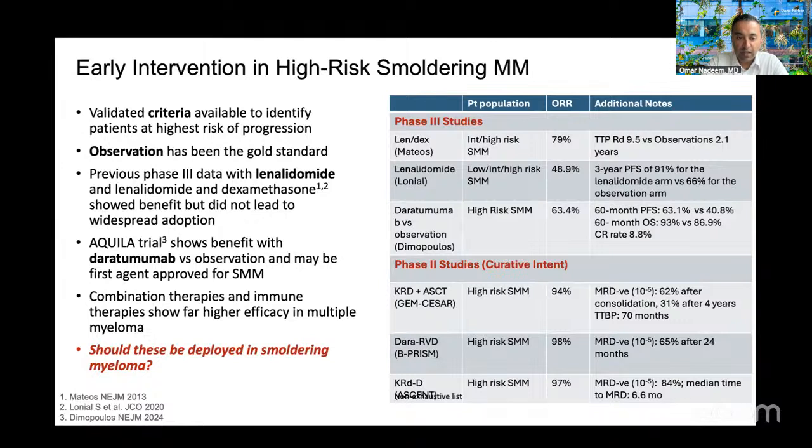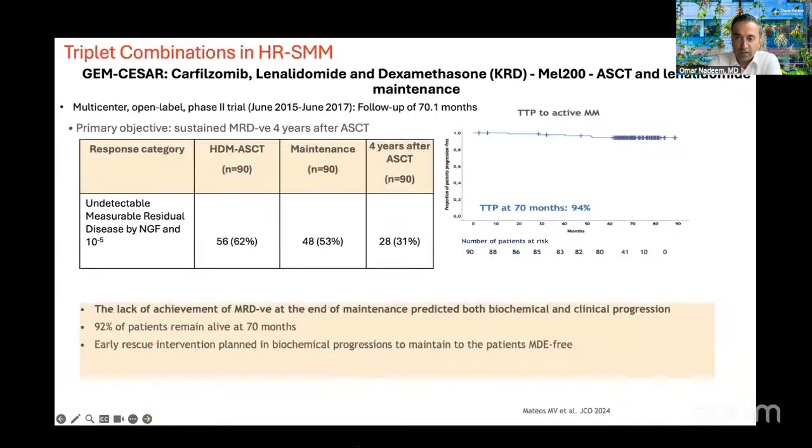Because the complete response rates with daratumumab are less than 10%. So we're not really even expecting those deep MRD negative responses that we now see with myeloma patients, because by itself, daratumumab is not potent enough to lead to that kind of a response. But despite that, we saw quite a lot of benefit already. So what if we gave them some myeloma-like therapies? Let's go over some of the data of those therapies and what they've shown so far.